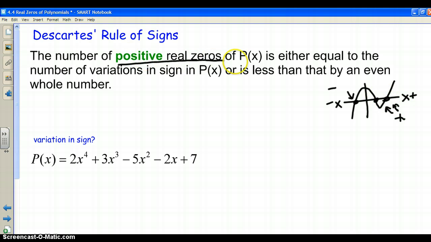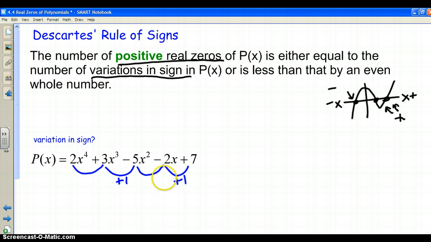The number of positive real zeros is either equal to the number of variations in sign. So let's see what variations in sign are. This is what I mean by that. So this term is positive. When I go positive to positive, there's no sign change. Right? There's no sign change from here to there. Both terms are positive. Oh, positive to negative, I see a sign change right there. Negative to negative, no sign change. Negative to positive, I see a sign change.